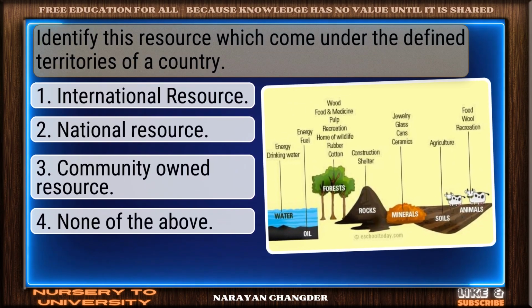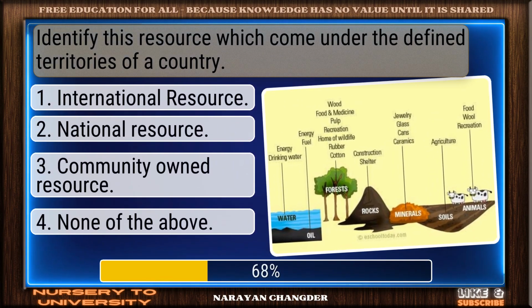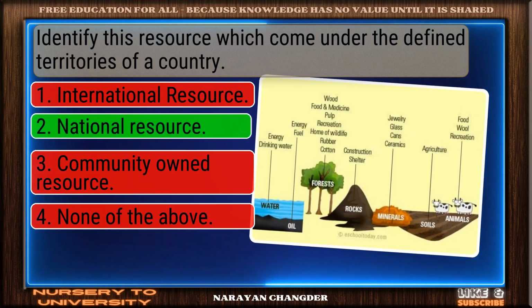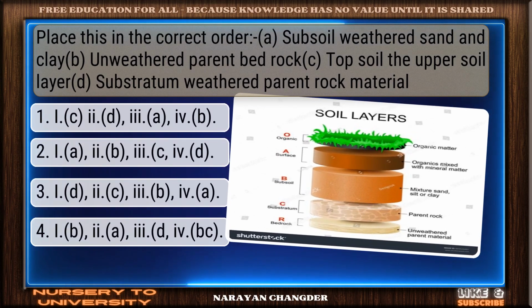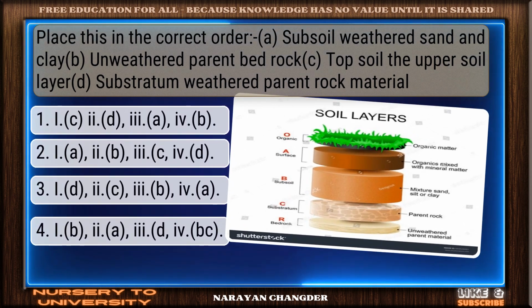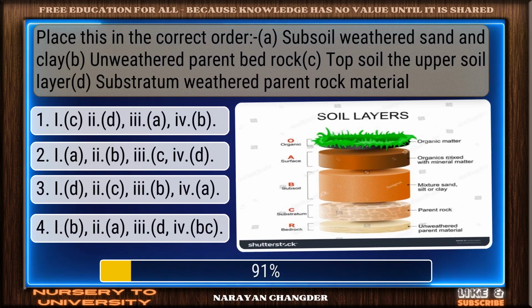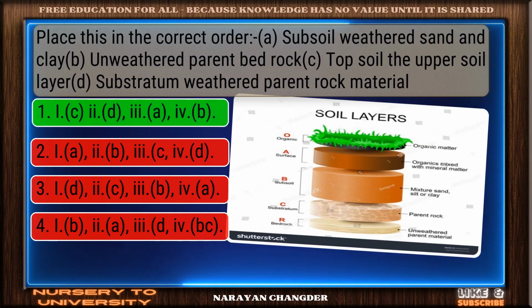Identify this resource which comes under the defined territories of a country. Good job. National resource works well. Place this in the correct order. Subsoil, weathered sand and clay, unweathered parent bedrock, topsoil the upper soil layer, substratum weathered parent rock material. Well done. IV is right.